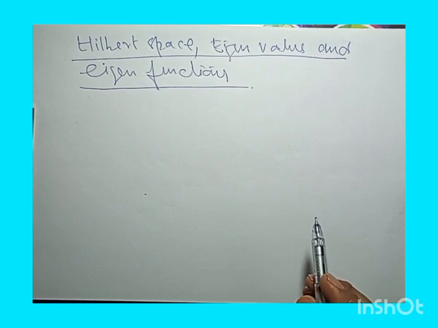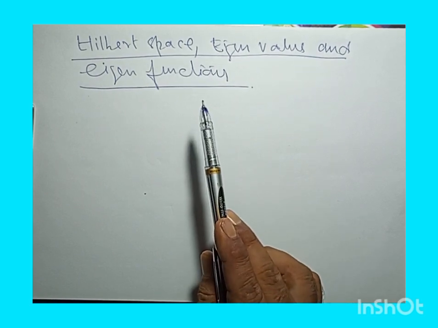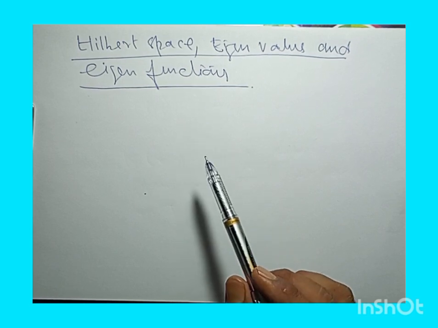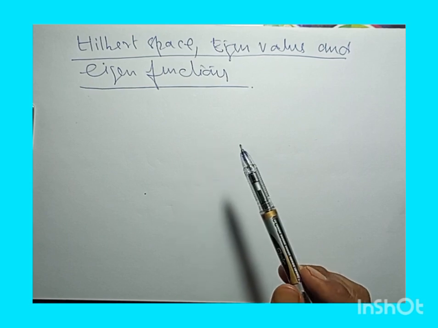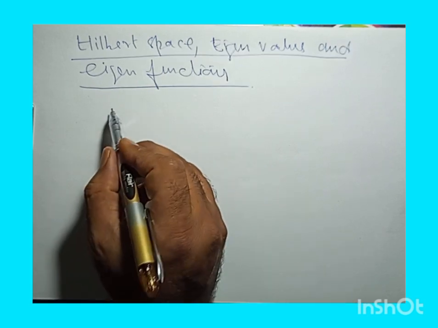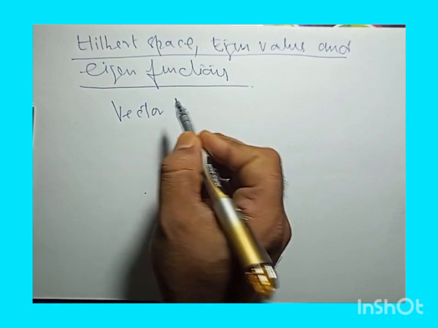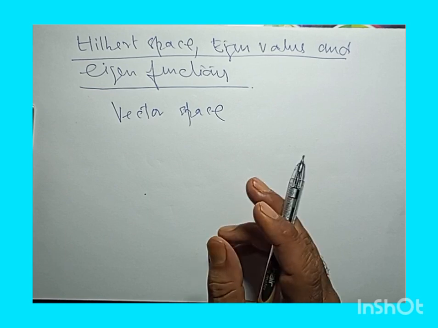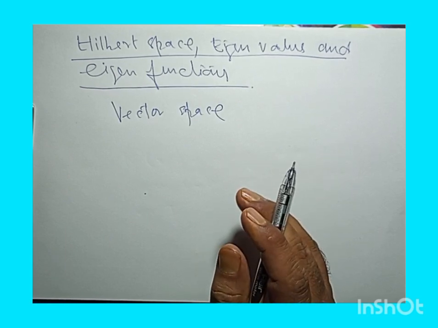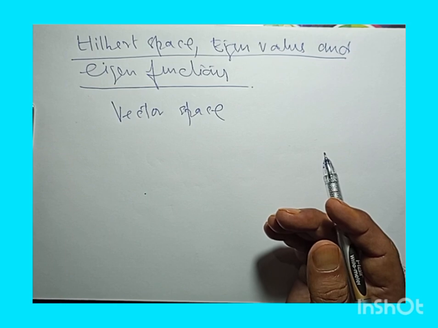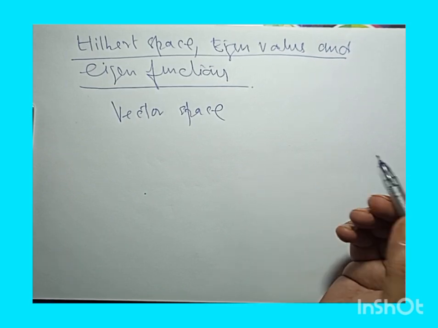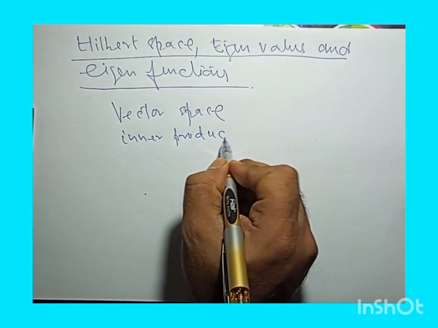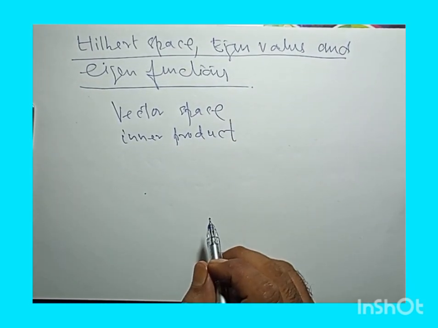What we understand is that a Hilbert space is a complete inner product space. This means it's a vector space equipped with an inner product that's complete with respect to the norm induced by the inner product. That is the precise definition of the Hilbert space.